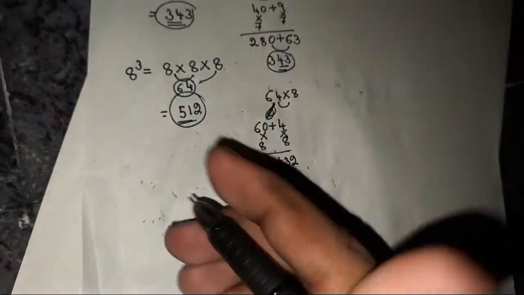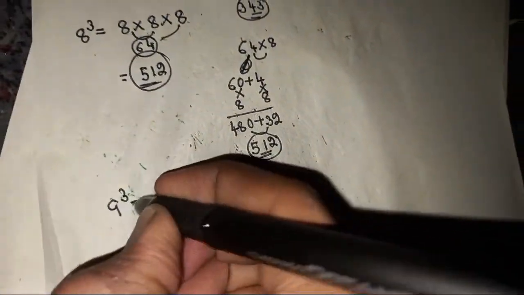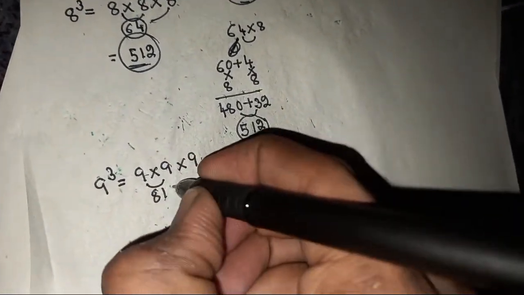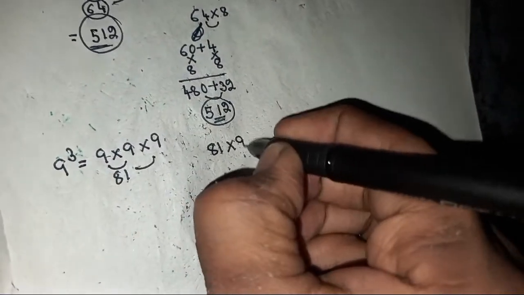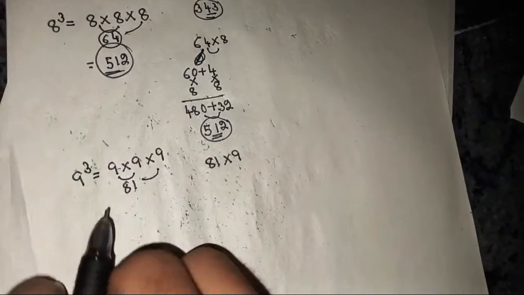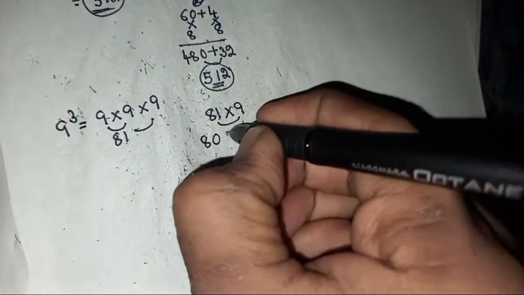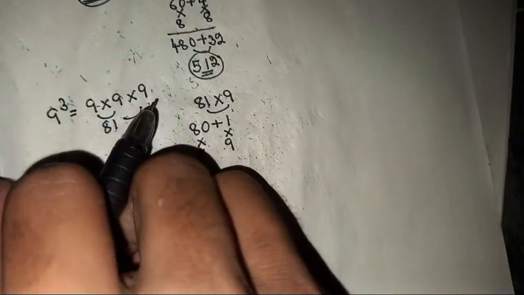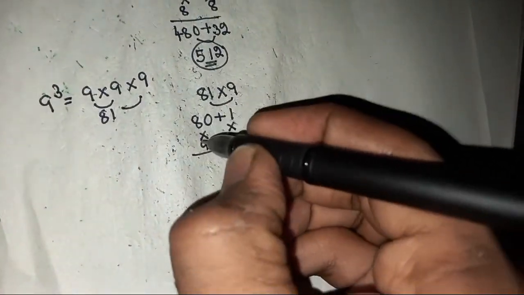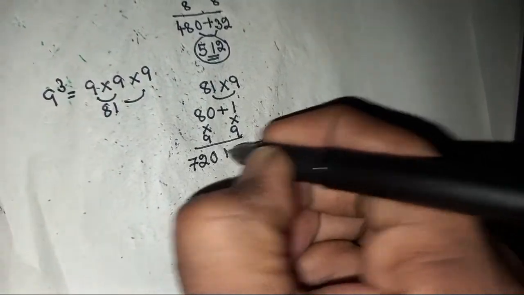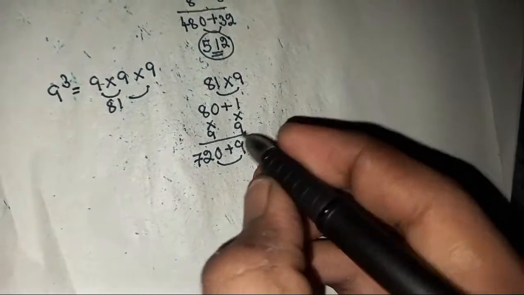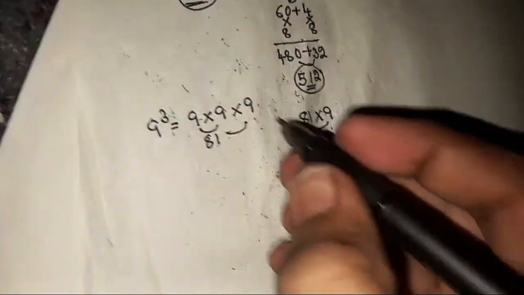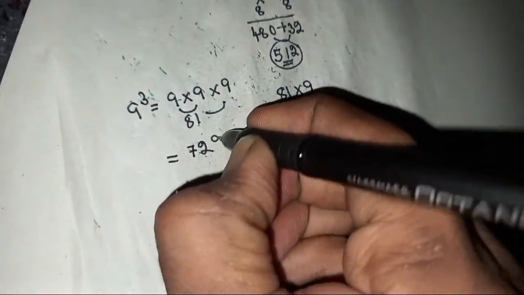Let's take one more, that is 9 cube. 9 cube means 9 times 9 times 9. 9 times 9 is 81, and 81 times 9 you can write like this, 81 times 9, that is 80 plus 1. Here also multiply with 9. Here also multiply with 9. And here 80 times 9. 8 times 9 is 72 with 0. 1 times 9 is 9. 720 plus 9 is 729. You're going to get 9 cube as 729.